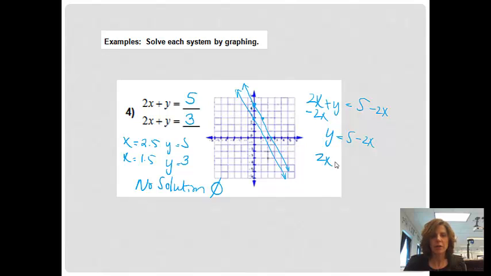And then the second one, we'll again subtract 2x from both sides, so I'll just get y equals 3 minus 2x. So I'll start up at 3, I'll go down 2 over 1, same line again, they're parallel, there is no solution. So hopefully you know how to solve a system of equations by graphing.